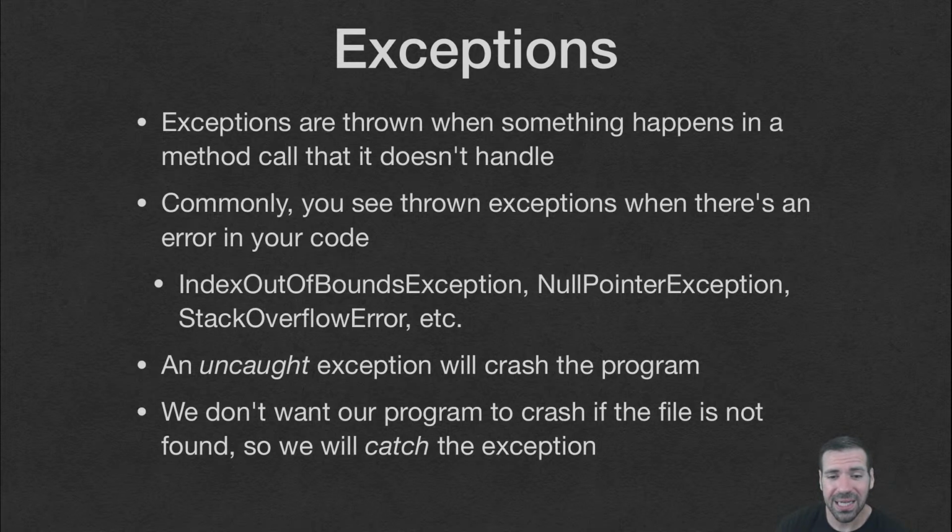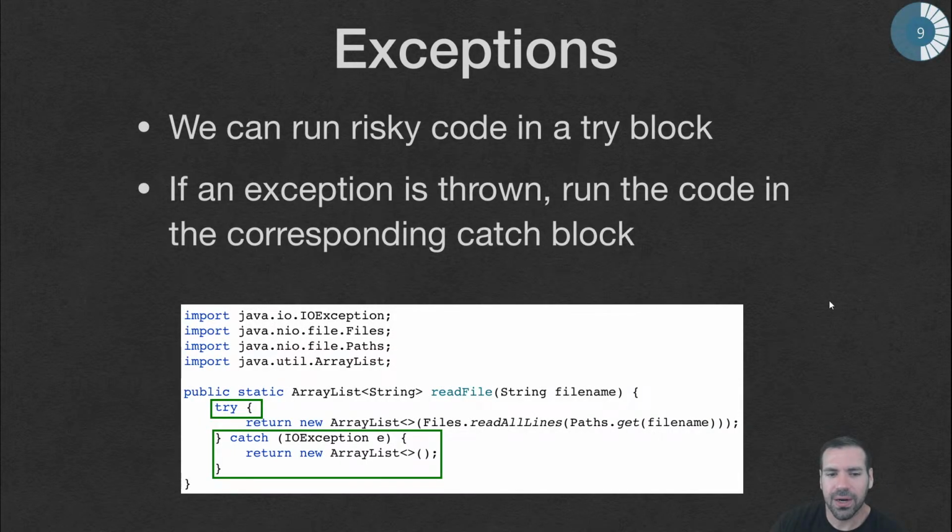What we can do is catch the exception. So let's rewrite our code and catch this exception. What this is going to do is use a try catch block. We're going to try to run the risky code, and if an exception is thrown, we're going to catch it in the catch block.